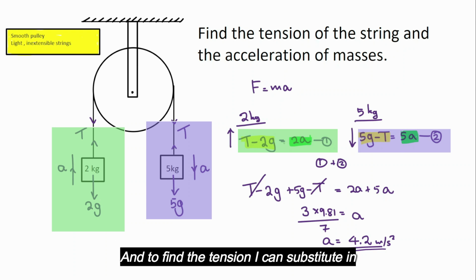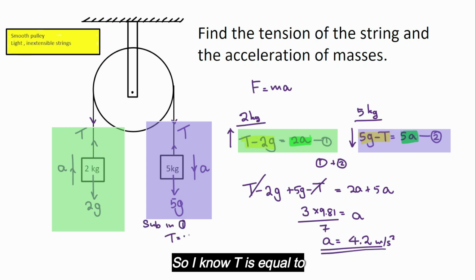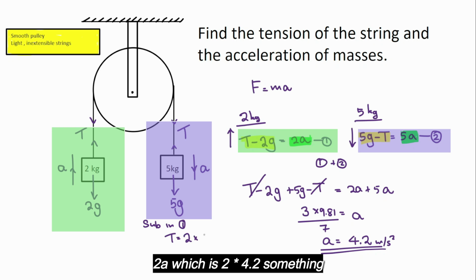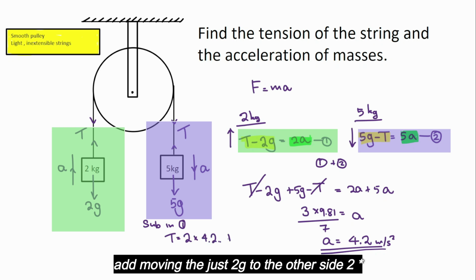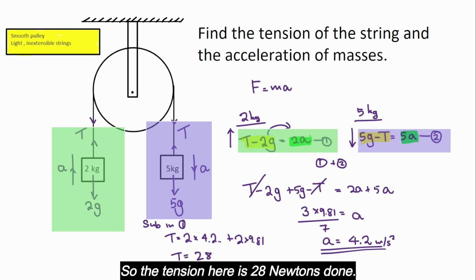And to find the tension, I can substitute into one of the equations. So let's substitute into 1. So I know T is equal to 2A, which is 2 times 4.2, add, moving this 2G to the other side, 2 times 9.81. So the tension here is 28 newtons.